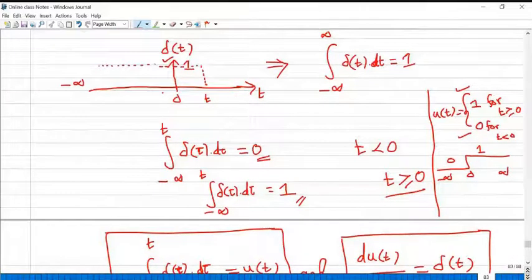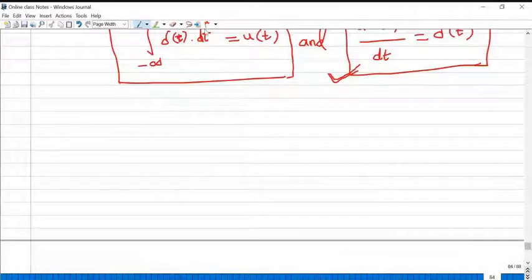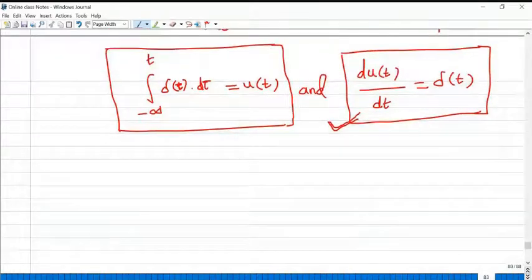Because if we integrate this signal from minus infinity to t, for t less than 0, no information is available, so you will get 0. If t is greater than 0, you will get 1. So this is similar to your unit step signal property: u of t equal to 1 for t greater than 0, and 0 for t less than 0. So we can write the integration of del of tau d tau from minus infinity to t equal to u of t.